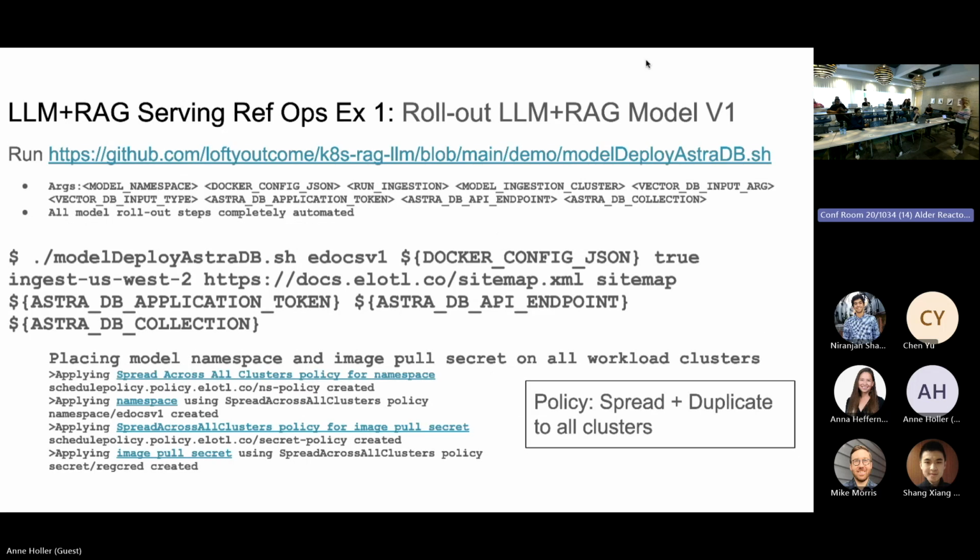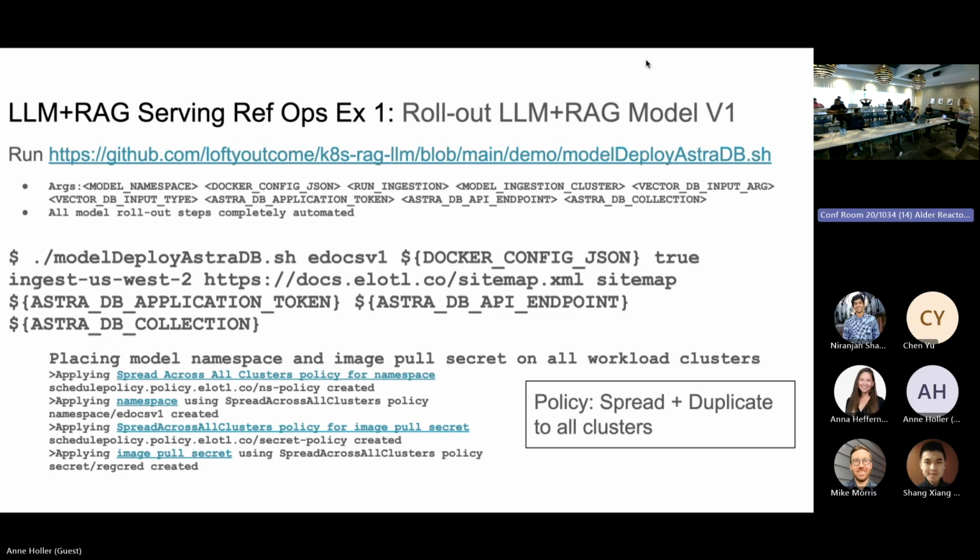So what happens when you deploy a model? Well, it's a one-liner. Basically, we have scripts. These scripts are in that GitHub repo. But basically, you say, what's the model namespace that I want to deploy into? What are the Docker credentials I need to pull the images that I've set up for doing this serving? Do I want to create the ingestion database this time? So that's, should I create it? And where do I want to run that ingestion job? So what cluster, what do I want to ingest? I want to ingest this documentation from the sitemap.